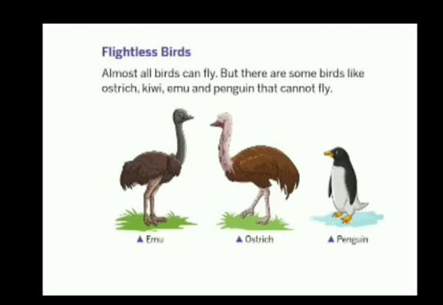Okay, instead they can run fast like emu, ostrich, kiwi. Okay, or they can swim, just in the case of penguin. Okay, penguins can swim in water with the help of their flippers. They don't have wings, they have flippers to swim in water.